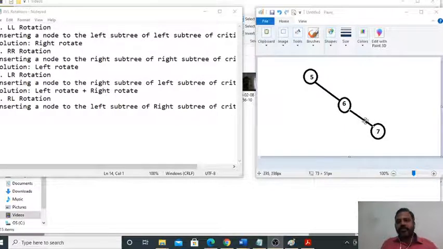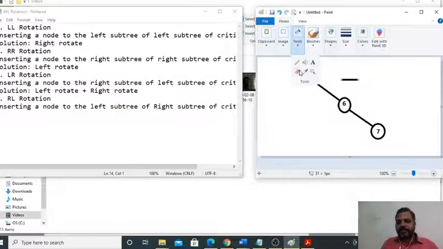So 0 minus 1, it is minus 1. And what is the balancing factor of 5? What is the height of left subtree of 5? 0. Minus what is the right height of 5? It is 2. Okay, so 0 minus 2, it will be minus 2. So again here 5 is called the critical node, and we have to balance it.